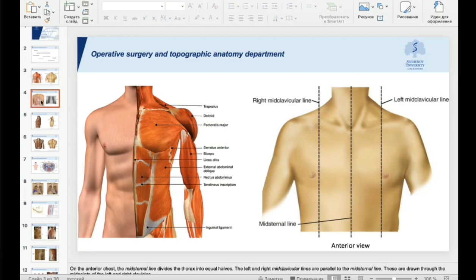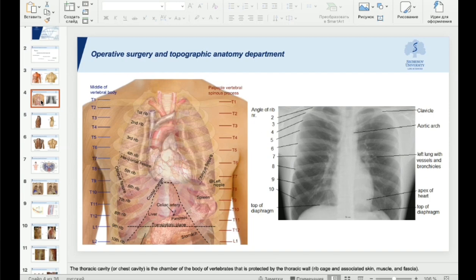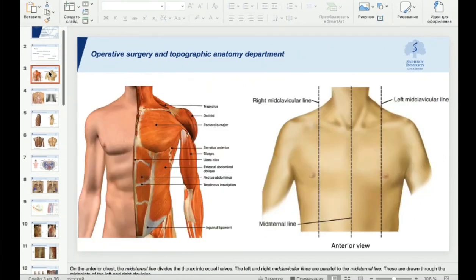Okay, let's go inside. Where are the borders of the thoracic cavity? The mediastinal line. Where is the mediastinal line? Next to the linea alba, the middle. And it's a border? Border of what? Of the thoracic cavity. Okay, then.